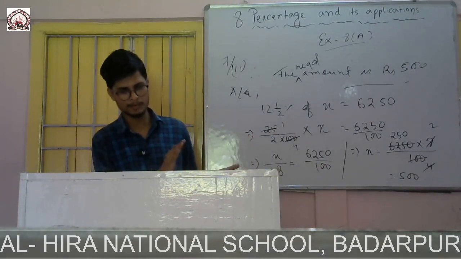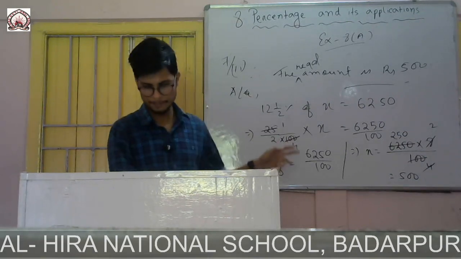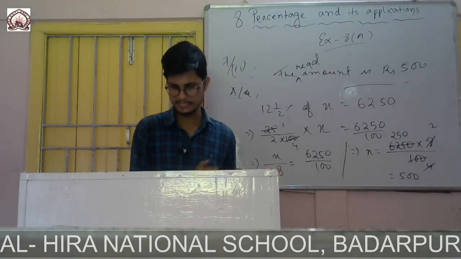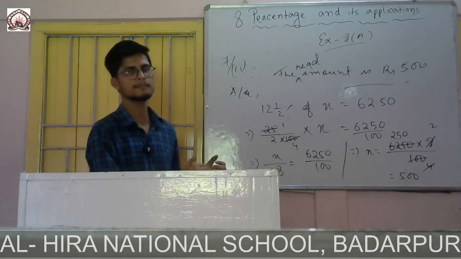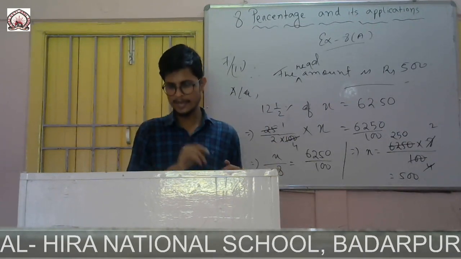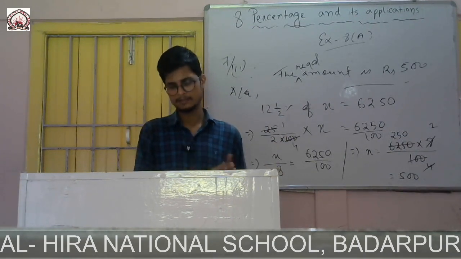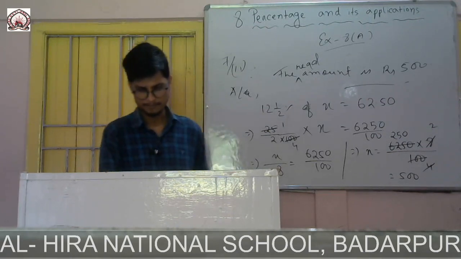Roman number 1 is also the same. You write 14% of X is equal to 63. The next line will be 14 by 100 into X equals 63. Then you solve, and you will get the answer.